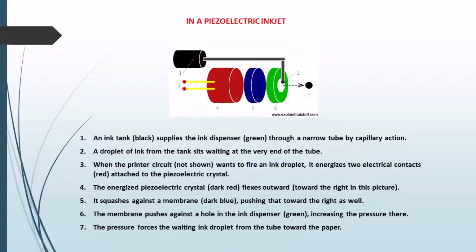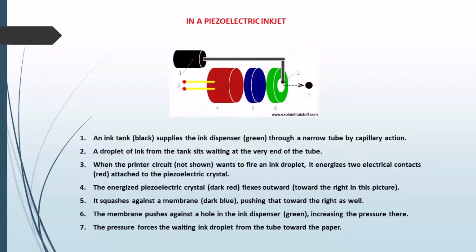First, an ink tank, black, supplies the ink dispenser, green, through a narrow tube by capillary action, and then a drop of ink from the tank sits waiting at the very end of the tube. When the printer circuit wants to fire an ink droplet, it energizes two electrical contacts, red, attached to the piezoelectric crystal. The energized piezoelectric crystal, dark red, flexes outward towards the right in this picture.